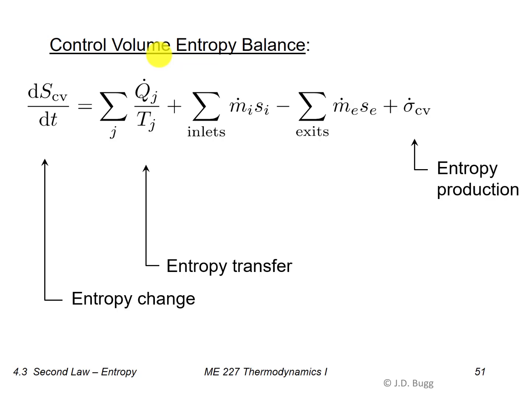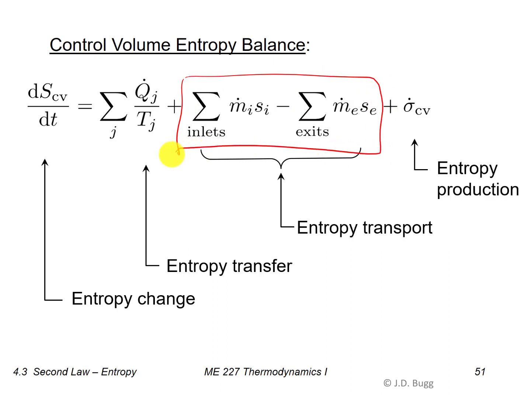The thing we need to add for an open system is the entropy transport term. So each of these is the product of a mass flow rate times the specific entropy at that inlet or the exit. And again, inlets are positive and exits are negative, the same as they are in the energy equation and in the conservation of mass equation. So those are the 2 terms that need to be added to make this equation valid for an open system where there's entropy being transported in and out of the control volume. So this is our control volume entropy balance.